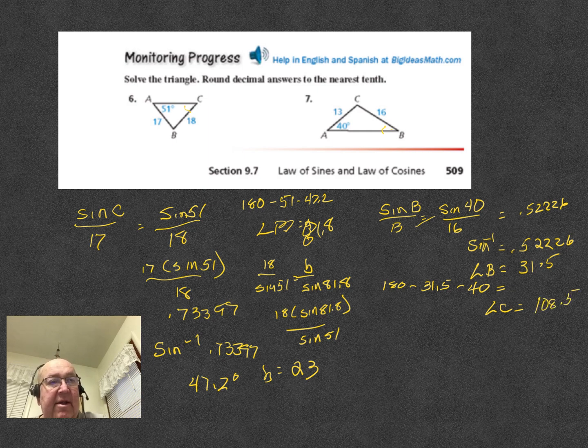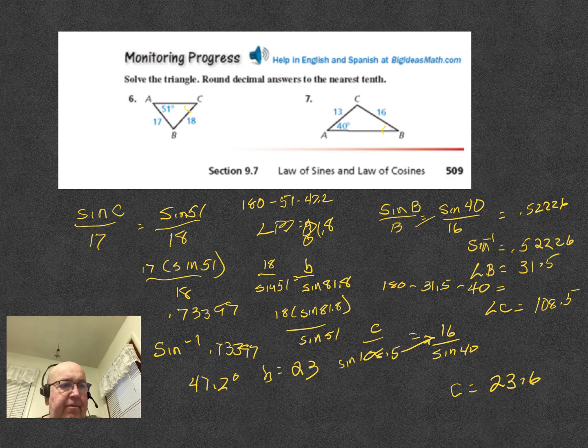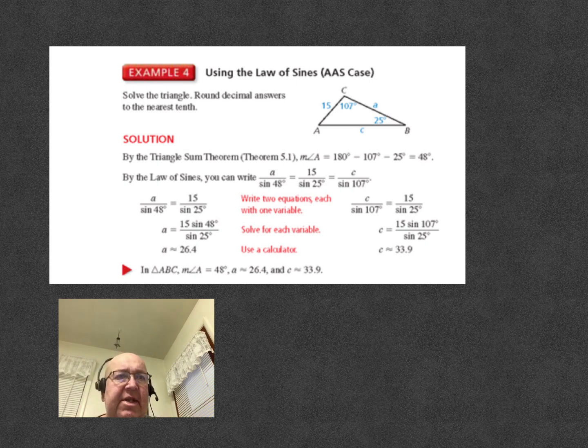Now I need to find the length of small c, so I'm going to go C is equal to 108.5, and that's going to be equal. I can use either of the ratios I already have, but I'm going to start with the 16 over sine 40. So I'm going to go sine 108.5 times 16 divided by sine 40, and I'm going to get C is equal to 23.6 units. Again, I just use the step the way I do it to save a little bit of time.